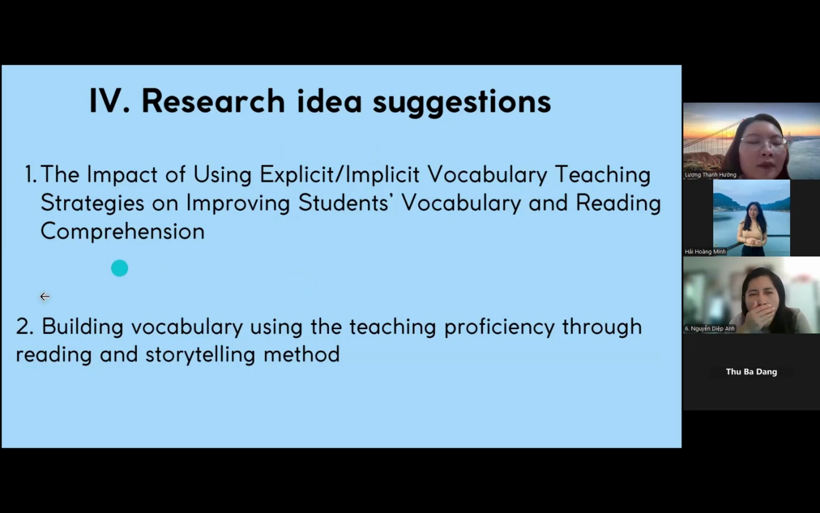And the second research idea is building vocabulary and teaching proficiency through reading and storytelling method.